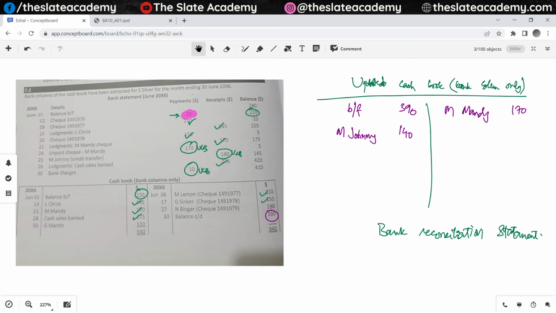Okay. And the last one's bank charges. Obviously, bank charges is another thing that often appears as a reconciling item, an item that's there in the bank statement but not in the cash book. So we will update our cash book with this. So 10, and this would be bank charges. Acha ji. So now the new balance that we have is 390 plus 140, 530.